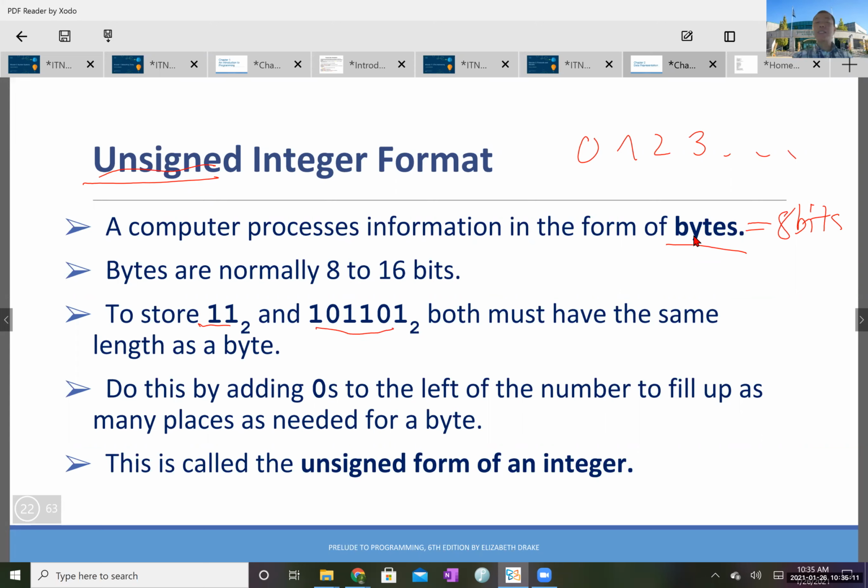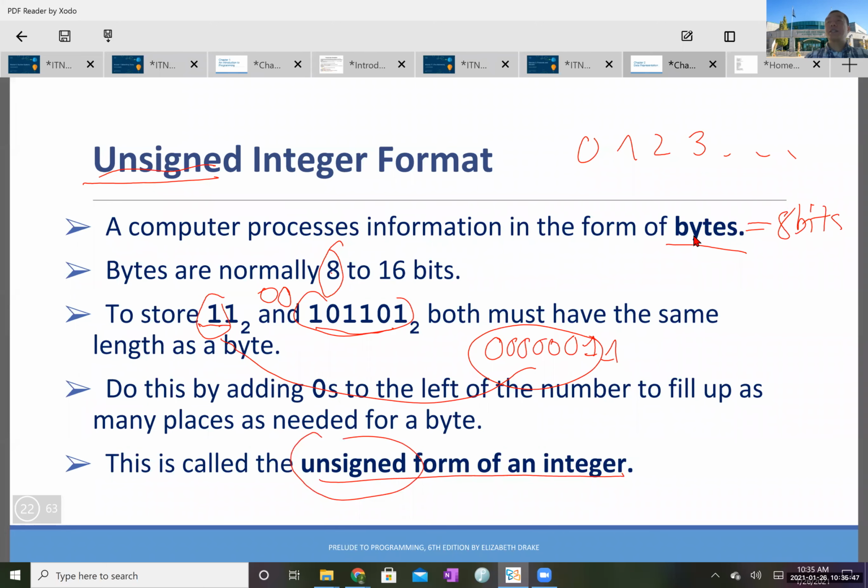So if you want to store this one in 8 bits, it only has 2 digits. In order to do that, you have to add 0s to the left to make up the 8 bits. So you add 6 more 0s to the left, and you have 1 1 to store this one. For this one, you add 2 more 0s on the left to make it 8 bits. This is called the unsigned form of the integer. It's unsigned because you don't have a sign, you don't have a negative.